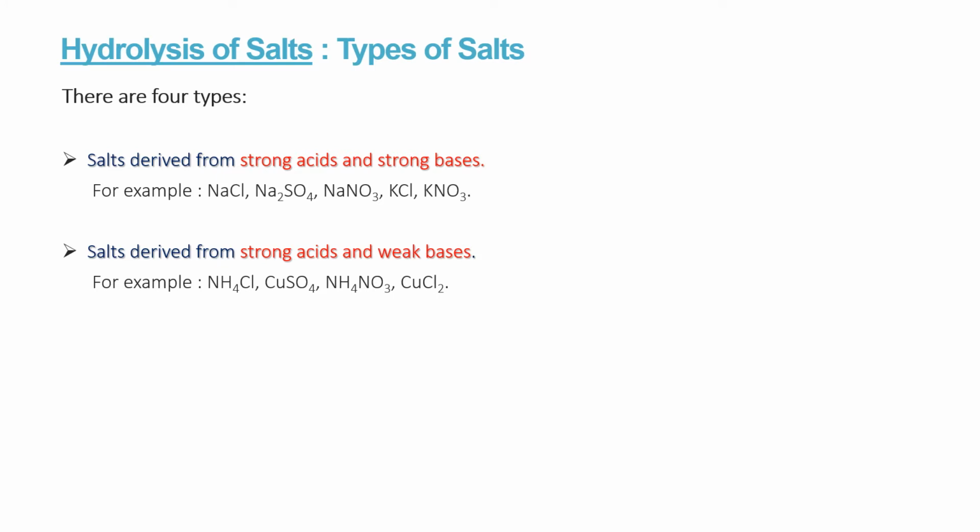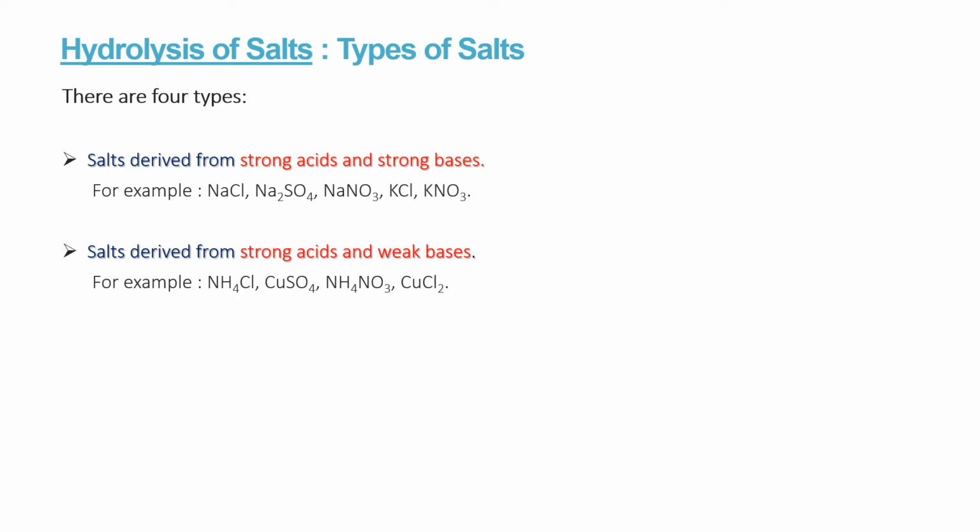Now, next salt, that is the second type, which is derived from strong acid and weak base. As you know, weak base examples are NH4OH, Cu(OH)2. These are the examples for weak base. Okay. Now, when you treat NH4OH with HCl, you get NH4Cl. So this is the example of your strong acid and weak base.